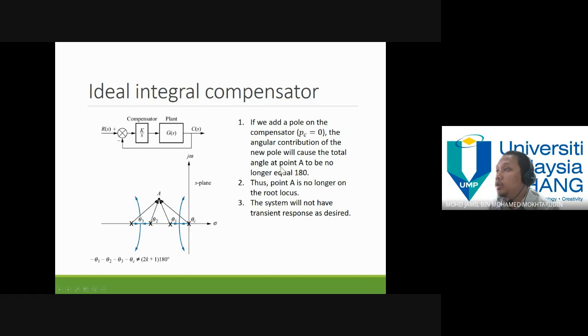Now if we add this pole, the angle contribution of this new pole will cause the total angle at point A to be no longer a multiple of 180 degrees. So point A is no longer on the root locus. If you redraw or sketch the root locus, you can see that it won't intersect point A. By adding an additional pole, the root locus changes in shape, and the original point A is now outside the root locus. Whatever you change the value of K, the root locus won't intersect point A. So the system will not have the transient response that we desire.